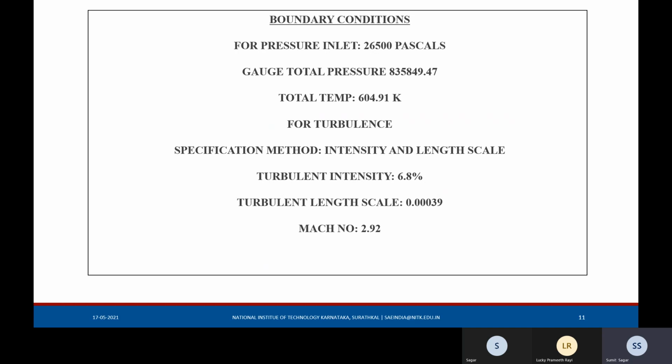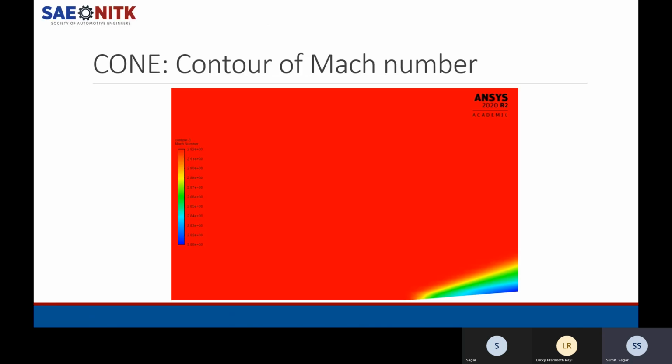So for the pressure inlet we have 26500 Pascal for the gauge total pressure and the total temperature. Also, in the setup, for a Mach number of 2.92, we have used the SST turbulence method with a convergence criterion of 10 to the power minus 6 for better convergence results. We have also used the specification method of intensity and length scale, with a turbulent intensity of 6.8 percent and a turbulent length scale of 0.00039 for a Mach number of 2.92.